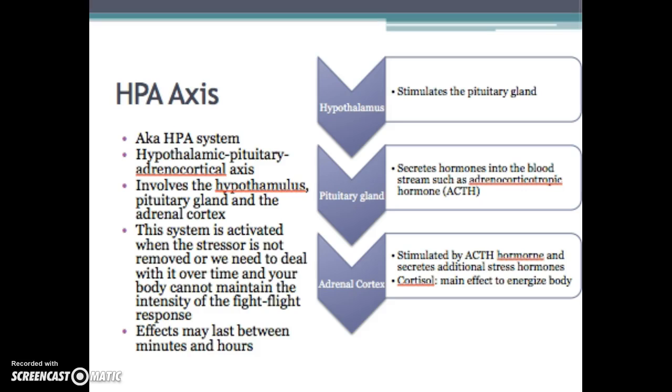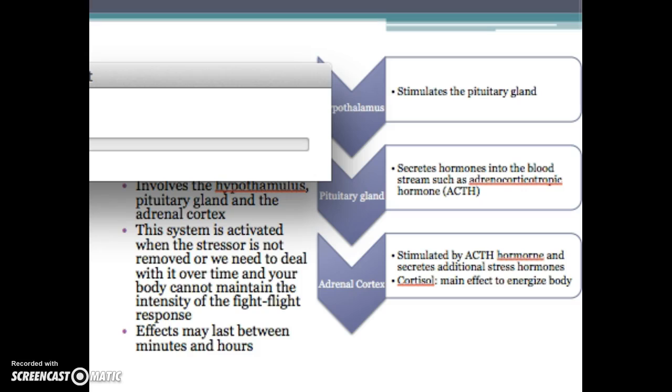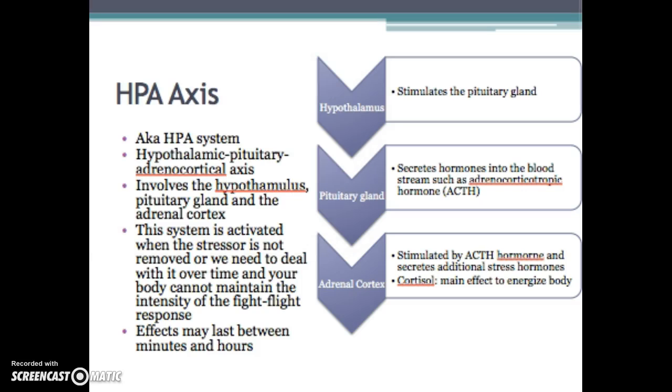So this system is activated when the stressor is not removed shortly after it is there, or when we need to deal with stress over a longer period of time. So when the stressor is there for a longer period of time, your body can't maintain the fight-flight response for that long, and so the HPA axis then kicks in, and the effects of this might actually last between minutes and hours, particularly if the stress is perceived as acute or leading into chronic.